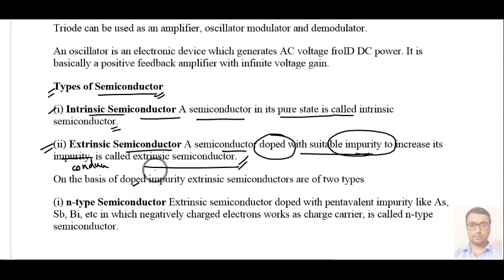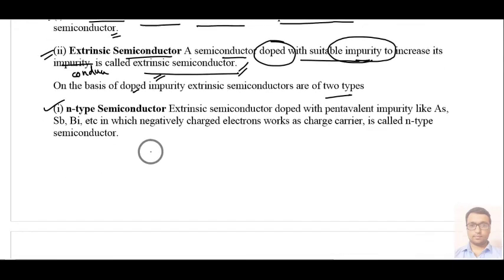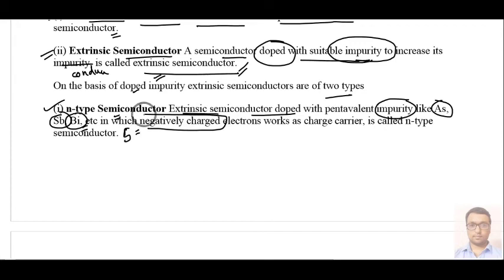Further, these extrinsic semiconductors are divided into two types: one is the n-type semiconductor and the second is the p-type semiconductor. In the n-type semiconductor we use impurities like arsenic, antimony or bismuth, which have 5 valence electrons, which are negatively charged, and they work as charge carriers. This is called an n-type semiconductor.